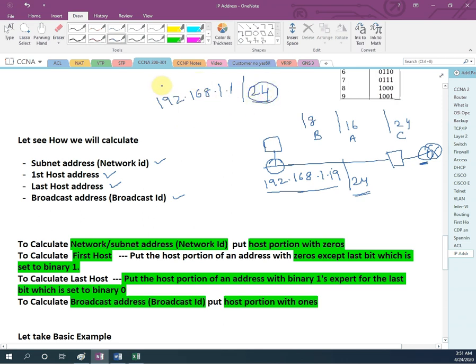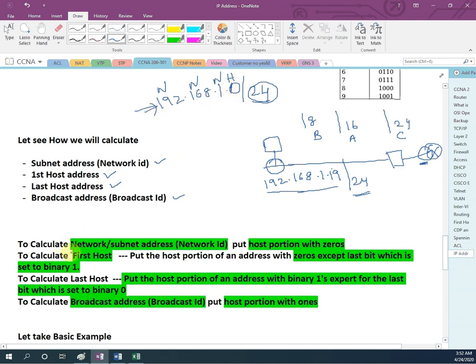So this is class C. In class C we have 3 network parts and 1 host part. So with the first point, if we want to calculate the network ID, that is the network or subnet address, we need to put the host portion as 0. So this is the host portion, so we will make this 0. So this is the network ID.